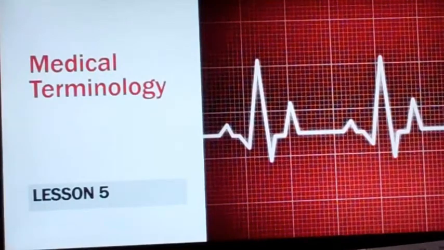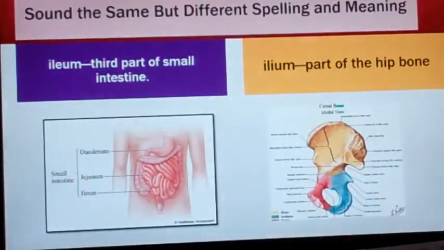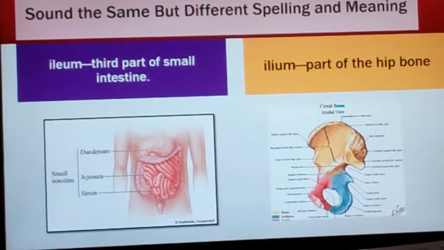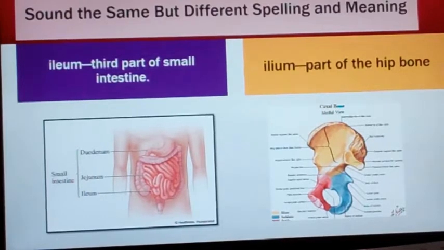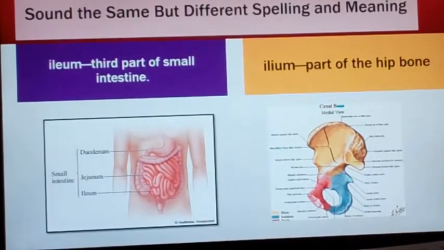Medical terminology, lesson 5. Sound the same but different spelling and meaning. Ileum, third part of the small intestine. Ilium, part of the hip bone. The small intestine ileum, notice, is spelled I-L-E-U-M. The ilium that's part of the hip bone is spelled I-L-I-U-M.